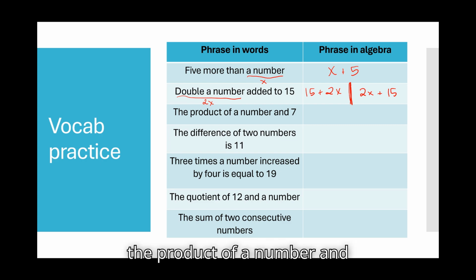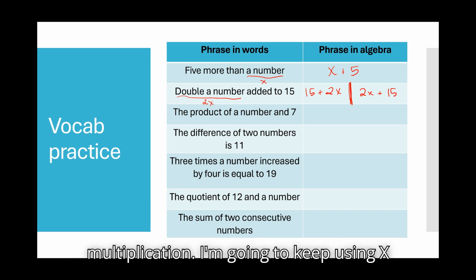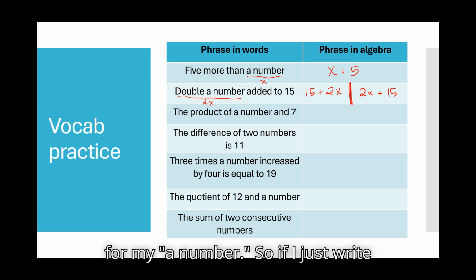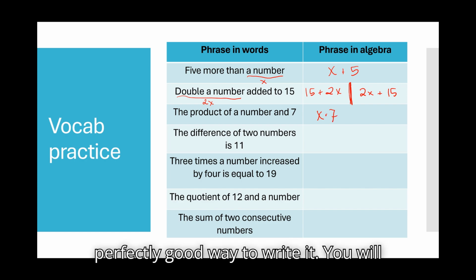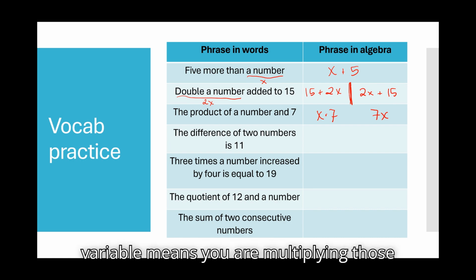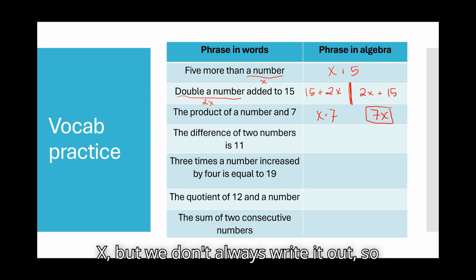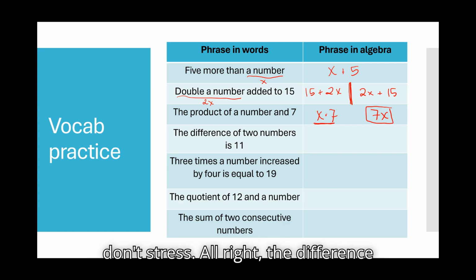All right, the product of a number and 7. Product should be reminding us of multiplication. I'm going to keep using x for my a number. So if I just write this out following this along, a number times 7, perfectly good way to write it. You will more often see it written as, for example, 7x. Mathematicians do not put that little tiny times in there. We assume a coefficient next to a variable means you are multiplying those two things, 7 times x. And that's how we could read this, 7x is 7 times x, but we don't always write it out. So this is the more common way you'll see this. This is also completely correct, so don't stress.